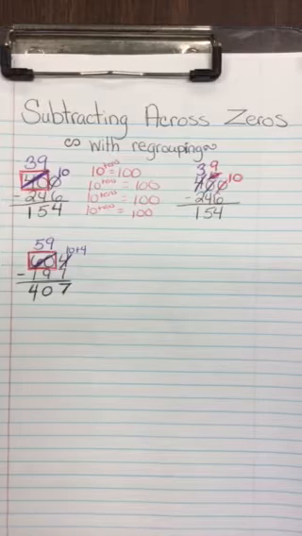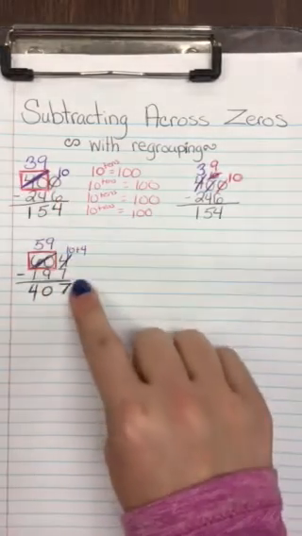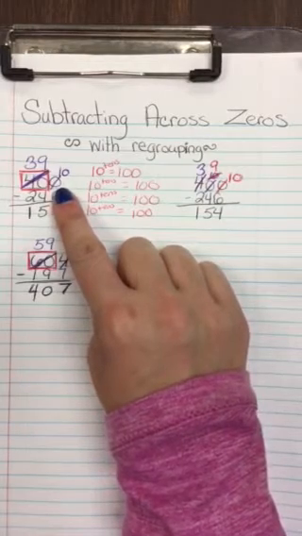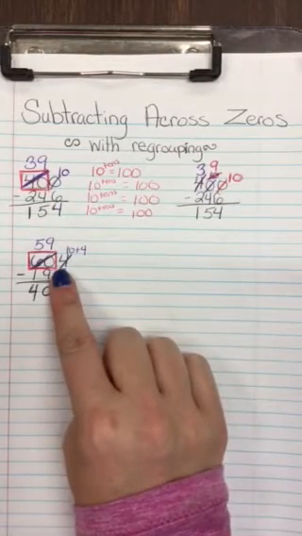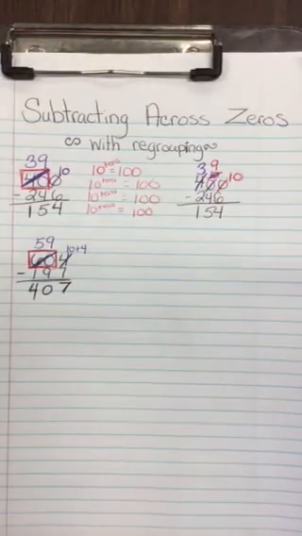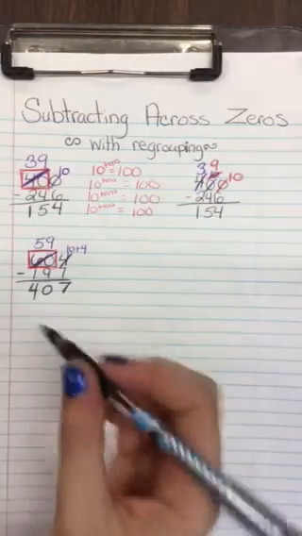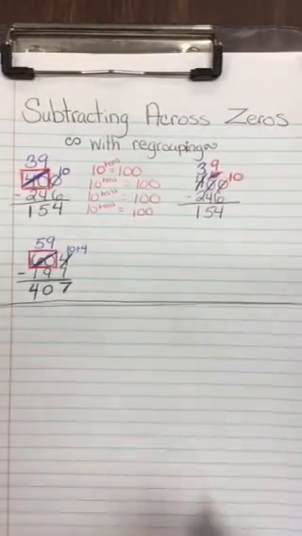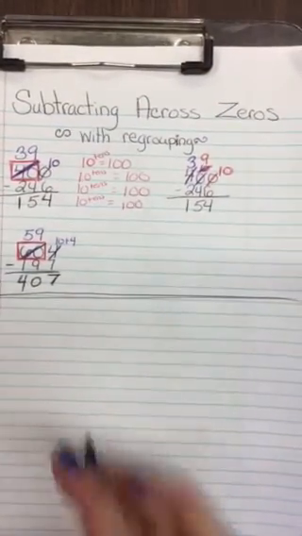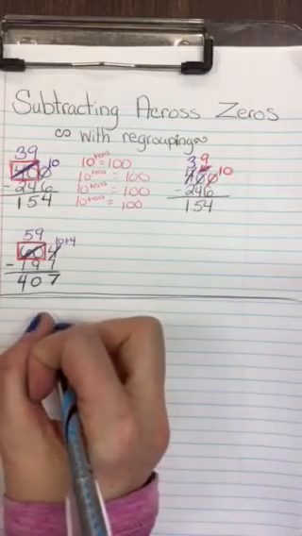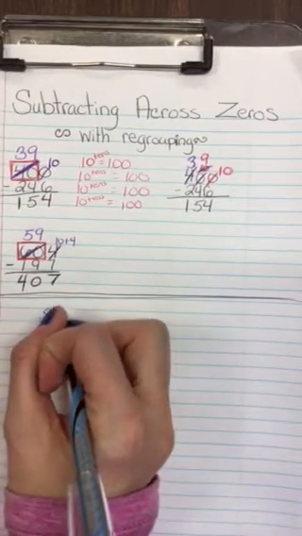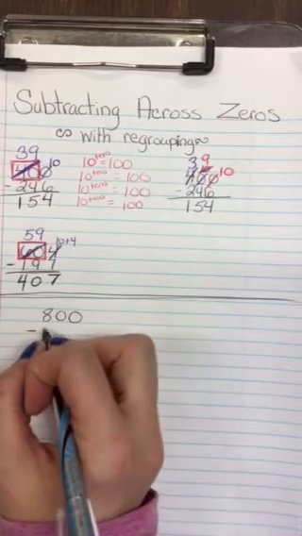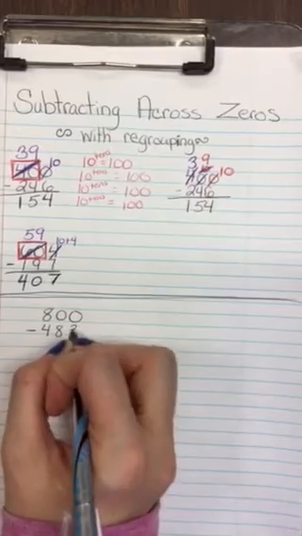I'm going to do one more example for each kind of problem, a number that ends in 2 zeros or a multiple of 100, and then I'm going to do one with a 0 in the middle. So let's do, just going to draw a line. All right, so let's do another one that's a multiple of 100. Let's do a big one. 800 minus 483.